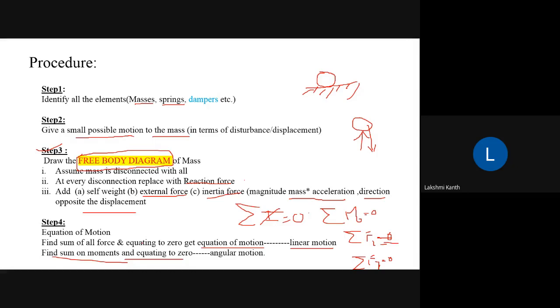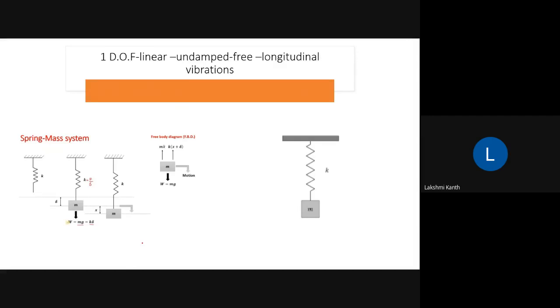Right. And coming to the next, step 3. Before going to step 3, take a small case, apply step 1 and step 2, and get some clarity regarding this. So this is one small case, case 1. In the sense, 1 degree of freedom, linear, undamped, free, longitudinal vibrations.